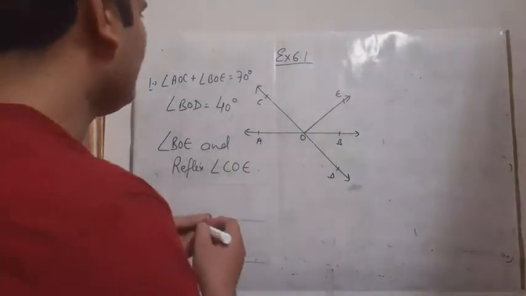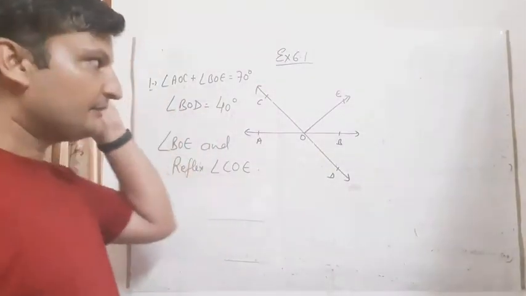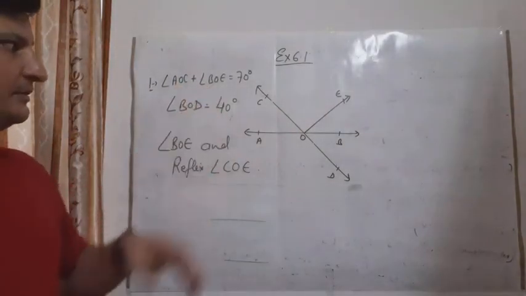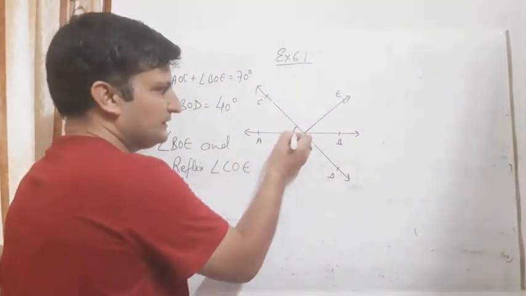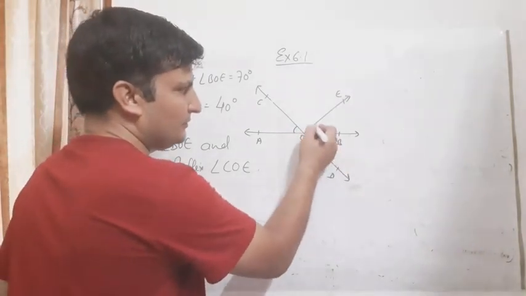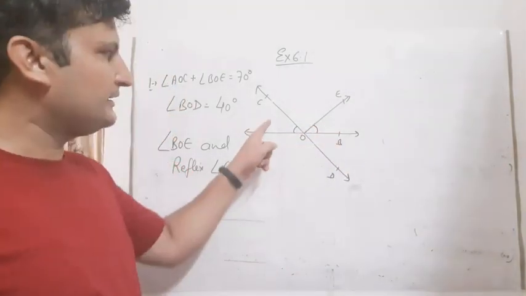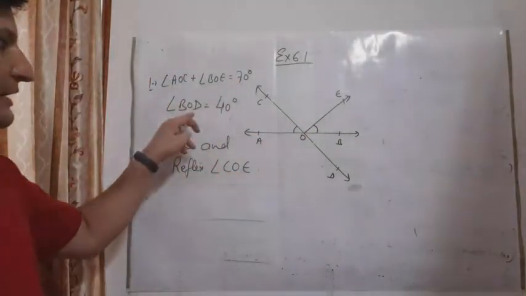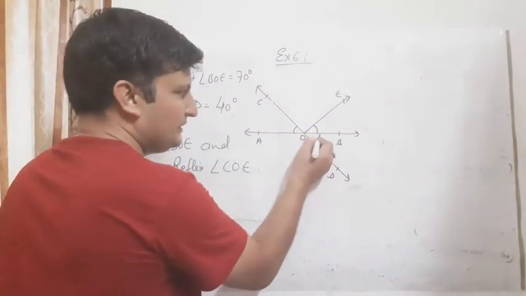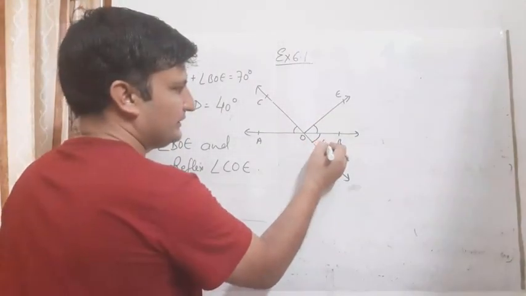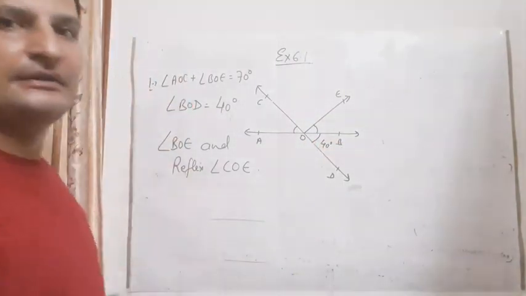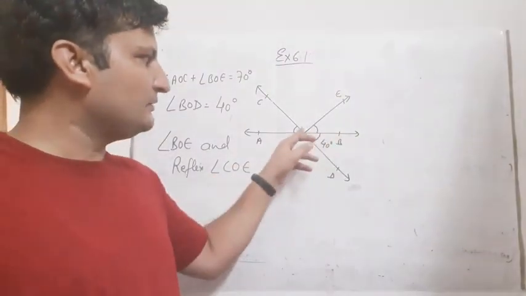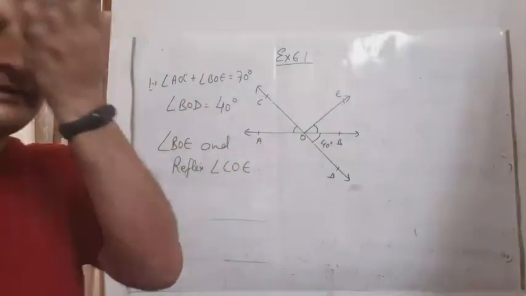So students, what we will do first? We will start with what is given. The sum of angle AOC plus angle BOE is given as 70 degree. Angle BOD is given as 40 degree. Students, we have to find angle BOE first. How can we find it?